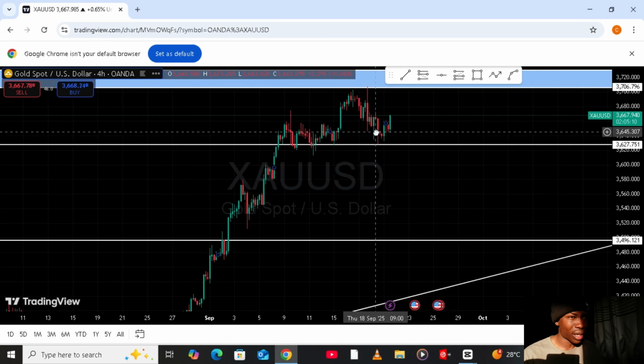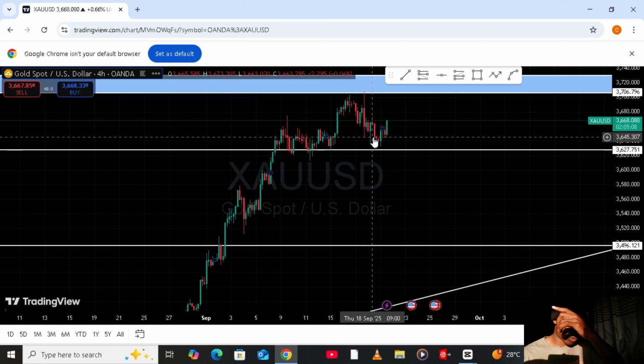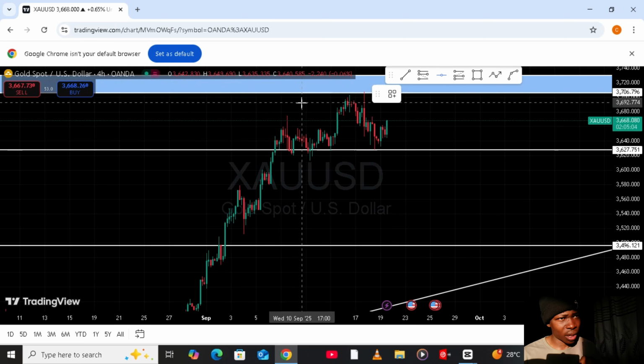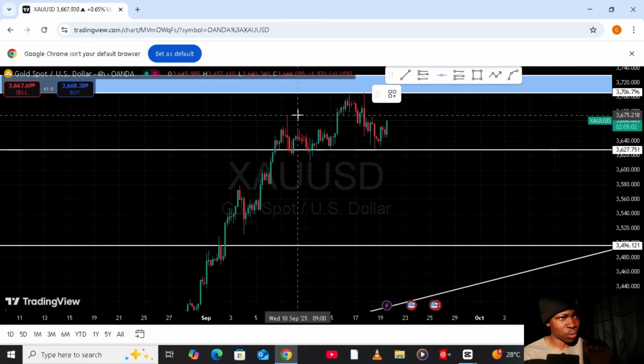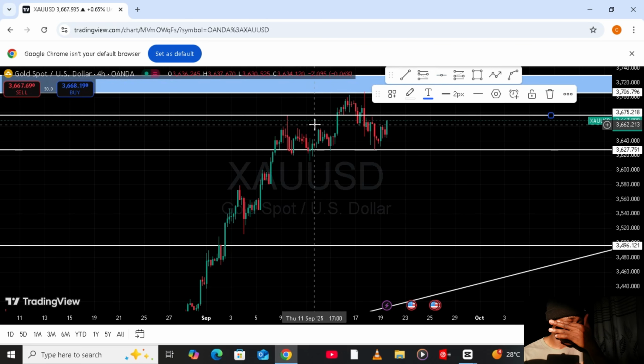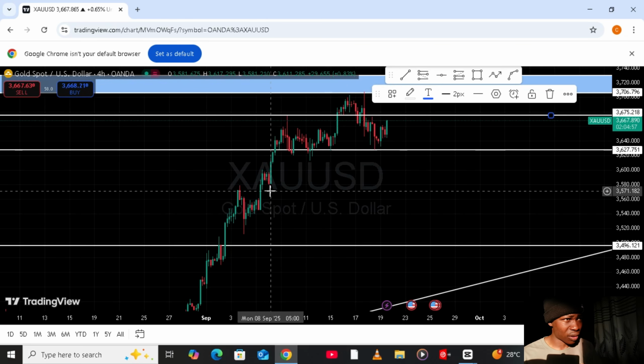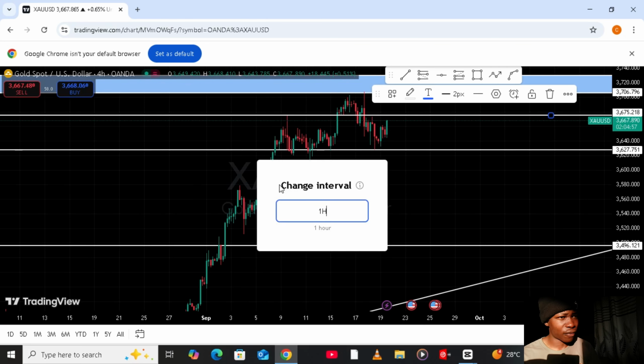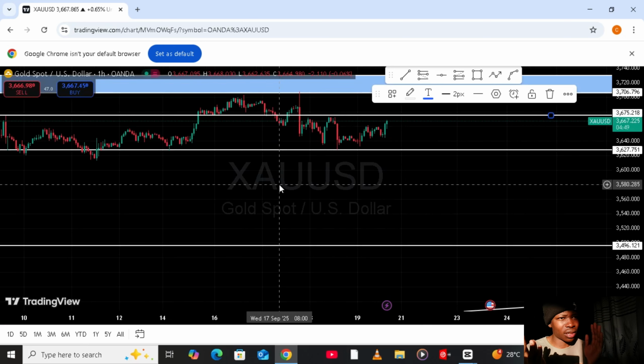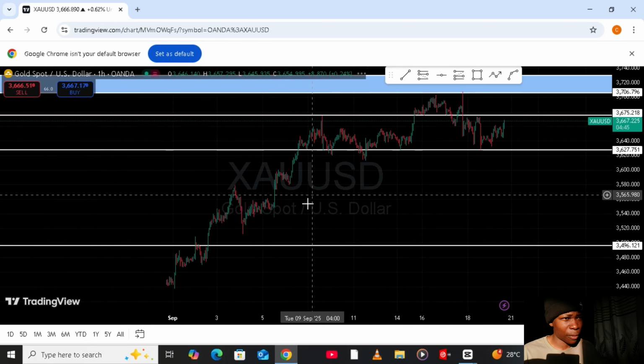So I'm gonna just draw my current lowest point right there, and for now I'm gonna draw my previous highest point, which is right here. Now we have our playground. Let's move into our 1 hour time frame so I can find a trend line and see where the market is really going. Is it buying or selling?